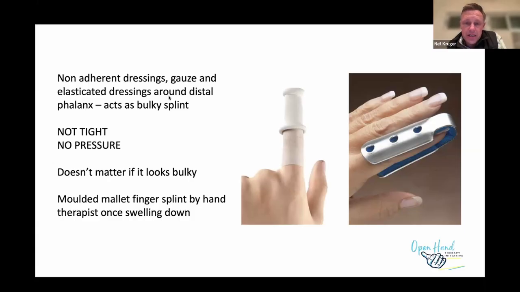But it really is a good lesson for us all that you really should not be using a tight circumferential dressing. There's absolutely no need for it. The reason physiologically that the finger swells is actually to cause a bit of turgor and a bit of stability. And so a light bandage around the tip that is non-adherent will basically act as an adequate bulky splint. Please do not worry if it does look bulky.